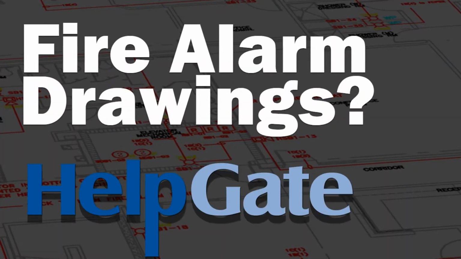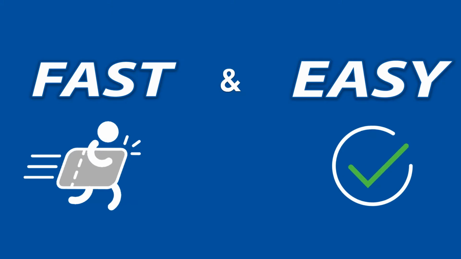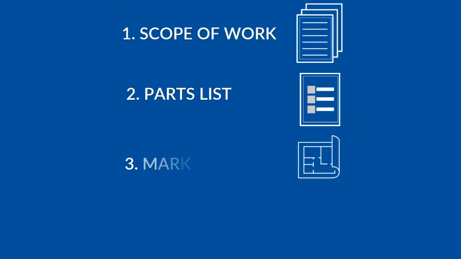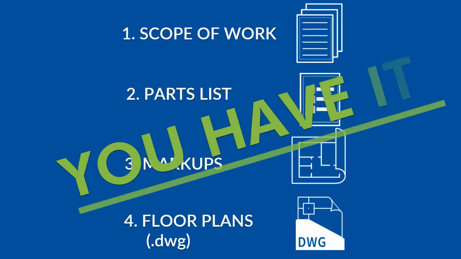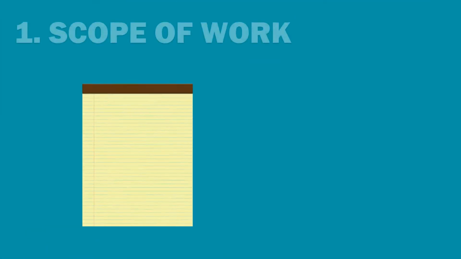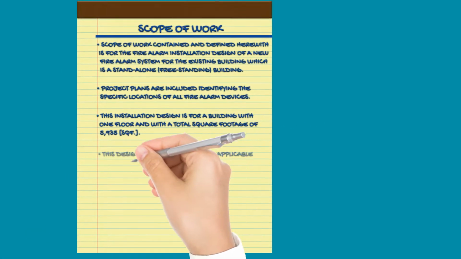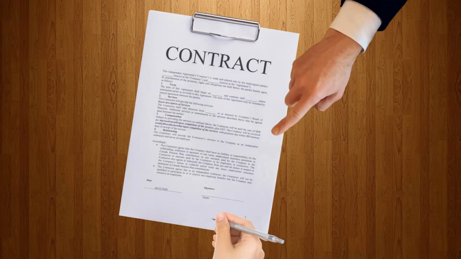So, you want a quote for fire alarm drawings from HelpGate. That's fast and easy. All we need is the information that you already have. You have a scope of work. This is the narrative that explains what you and your customer agreed on.